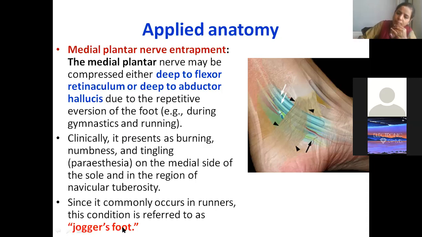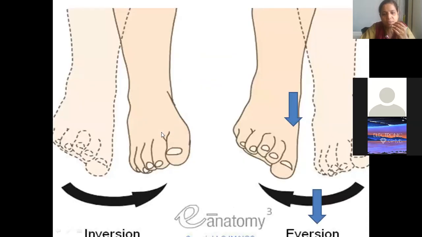Such a question has not come. Foot drop has popularly come, but suppose somebody asks you what is jogger's foot, you should tell them it is the entrapment of medial plantar nerve, in gymnastics and also in people who are running. Now you can see the movements better. See, this is inversion. Suppose this is midline and your sole is facing towards midline, you call it inversion. When you are resting your medial arch and you are pointing the sole outwards, you call it eversion. So repeated eversion is responsible for this. Here we have our flexor retinaculum, right?